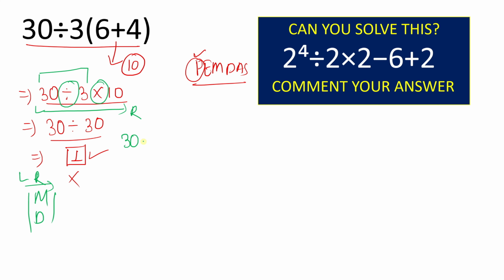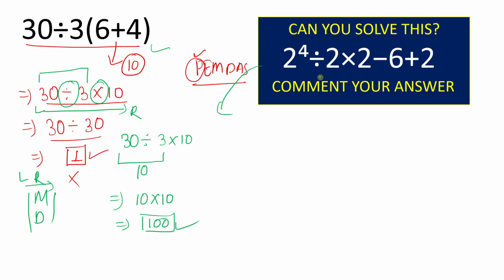We will rewrite 30 divided by 3 times 10. First we have to solve this division part, which is 30 divided by 3, and this will give the result 10. So for the final expression we have 10 times 10, and the final answer is 10 times 10, which equals 100, which is the right answer for the first question.